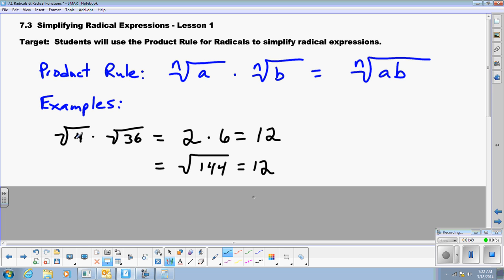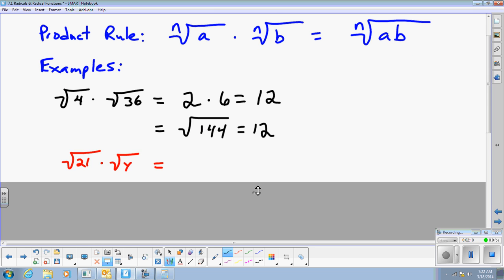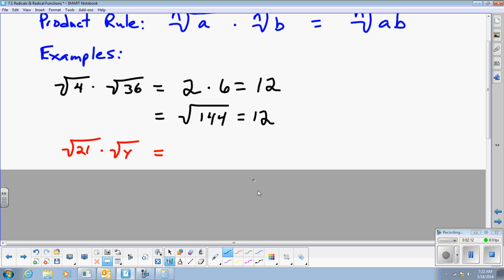I do know the square root of 4, and we do know the square root of 36, and they are 2 and 6. That gives us 12 as an answer. But if I multiply the two numbers underneath the radical sign together, I get 144, and I also get the same answer. And that's what the product rule says. You can take the numbers underneath the radical sign, multiply them together, and then do the square root.